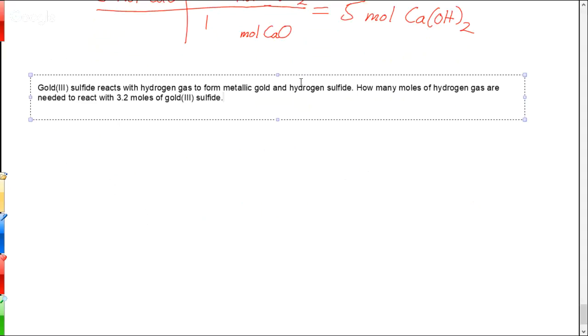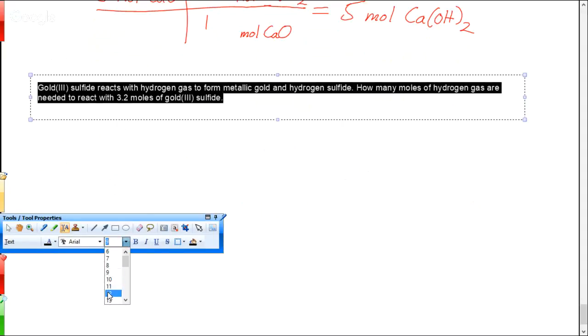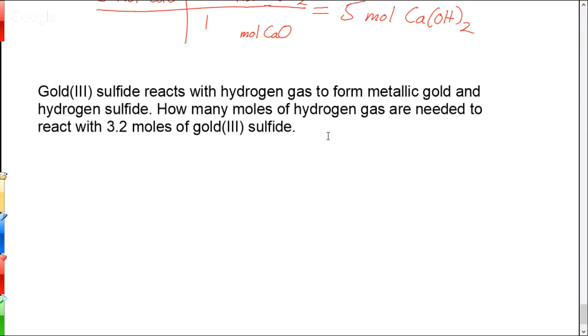All right, I'll make this bigger so you can see it. Gold 3 sulfide reacts with hydrogen gas to form metallic gold and hydrogen sulfide. How many moles of hydrogen gas are needed to react with 3.2 moles of gold sulfide?